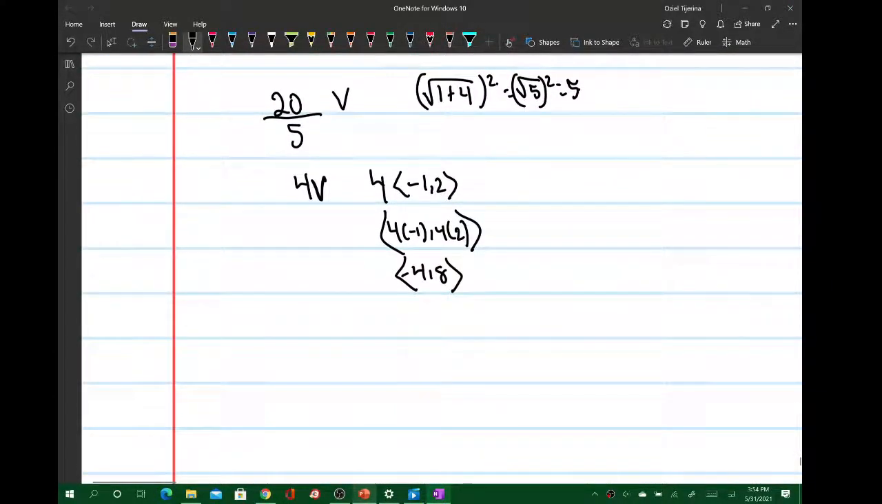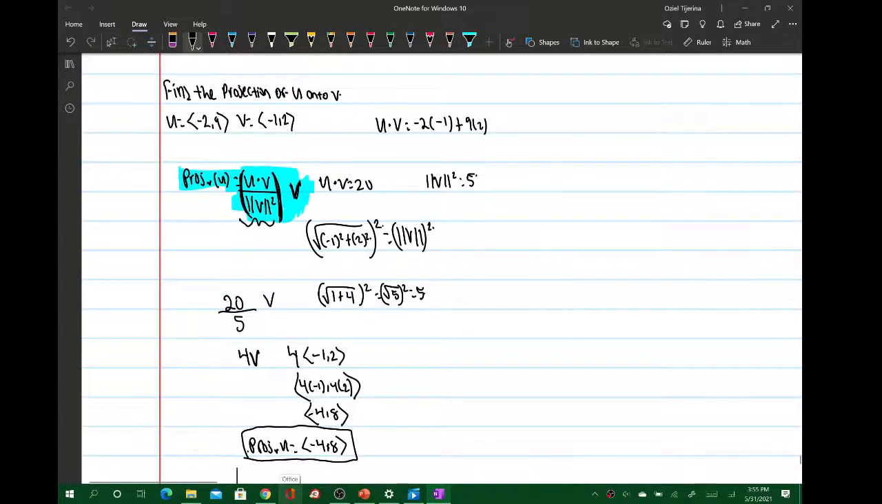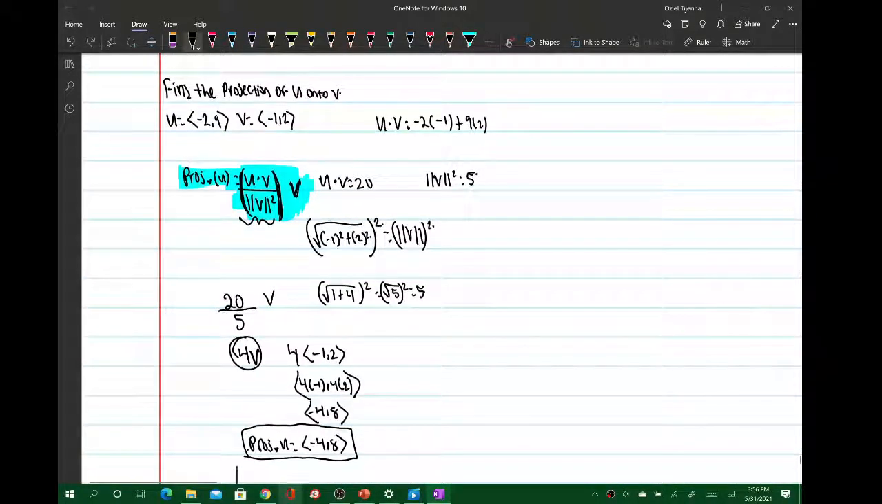So basically, proj sub v of u is going to be negative 4, 8 as your vector. Okay, and that is it for this problem. It's not really that hard. You just have to know the formula, and you have to know the dot product, as well as the magnitude of v. You have to know how to do magnitude as well, and how to do scalar multiplication, basically this part here where I did 4v. So that's basically all you have to know for this problem.